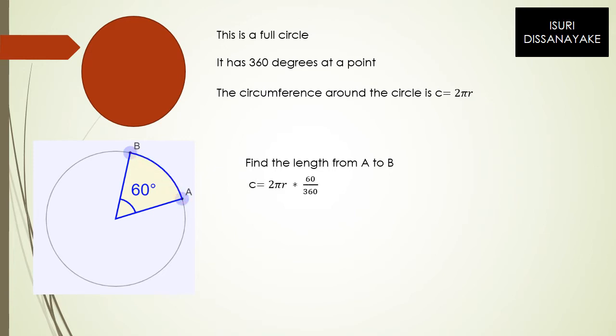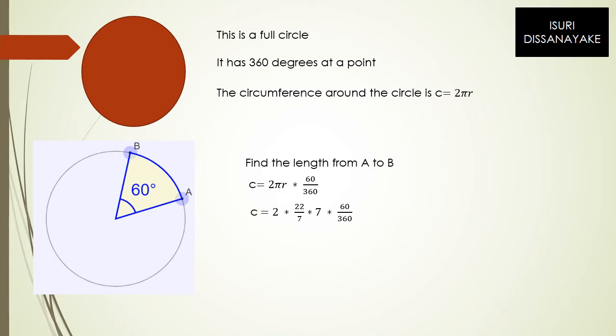You know the length of a full circle is 2 pi r. But you need only a 60-degree portion. You want to know the length of the arc which is relevant for this 60 degrees. So 2 pi r is a full circle, and 60 over 360 is the fraction that you need.